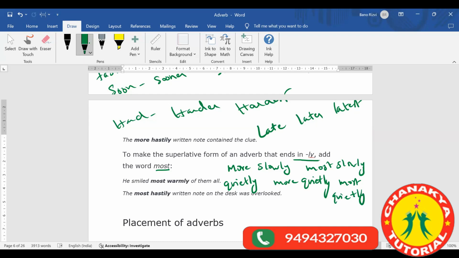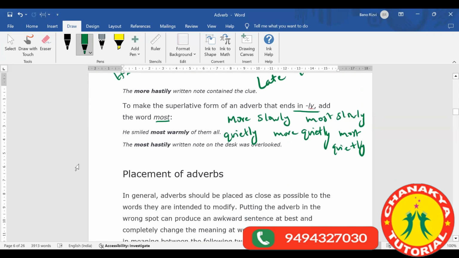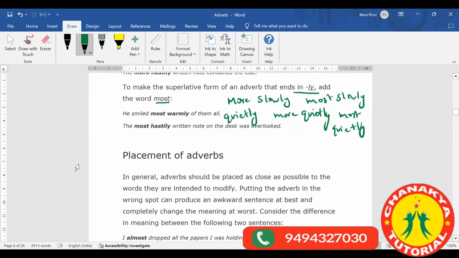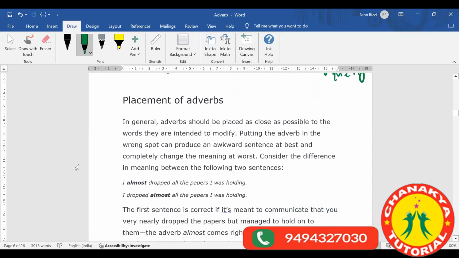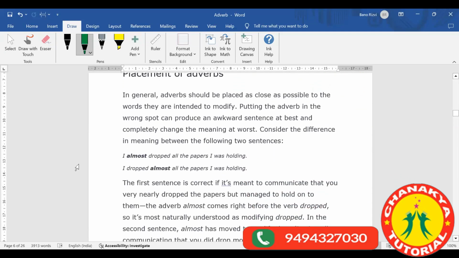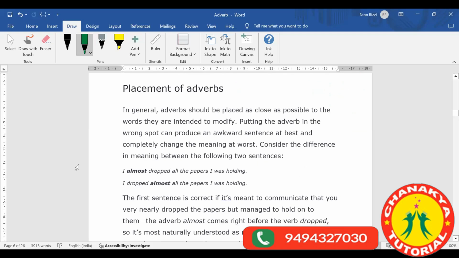Let us talk about now the placement of adverbs. There are different types of adverbs in English that can modify verbs, adjectives, and other adverbs. This was the definition, but adverbs can appear in the beginning, middle, or the end of a sentence. Let me give you an example. We have an example here.